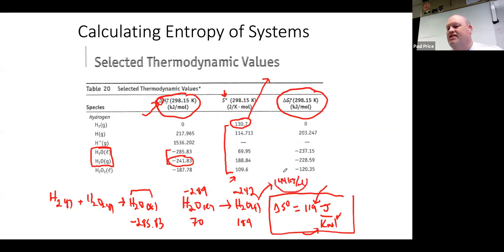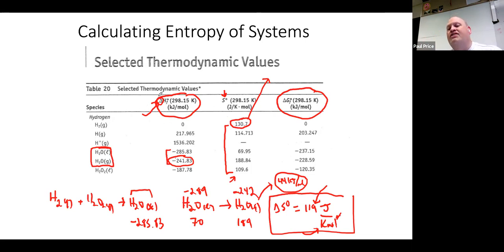So what that means is that although gaseous water disperses energy better than liquid water does, there's an energetic cost, because in order to overcome the intermolecular forces, I have to put in 44 kilojoules from the environment to make liquid water into gaseous water.